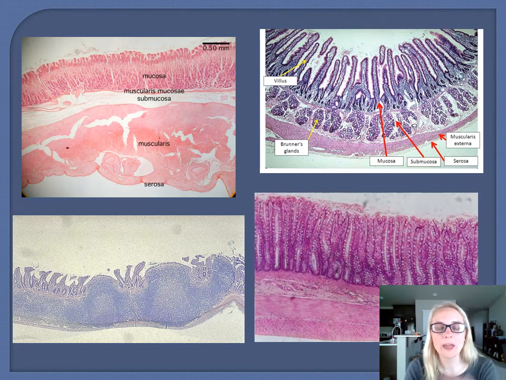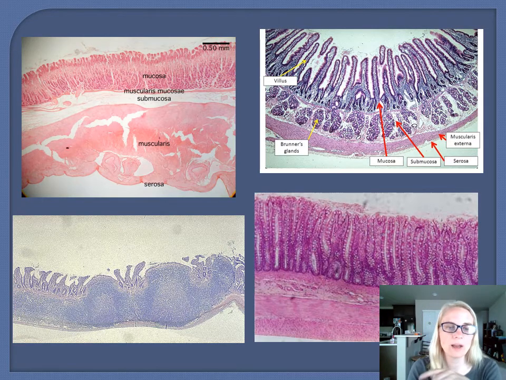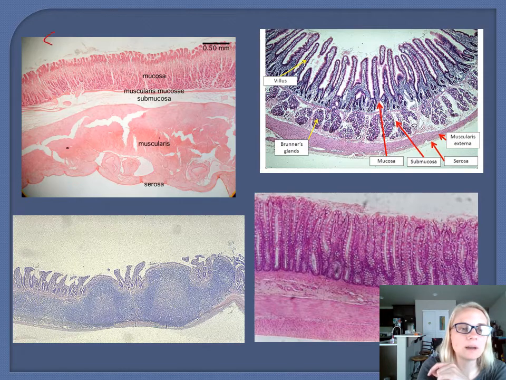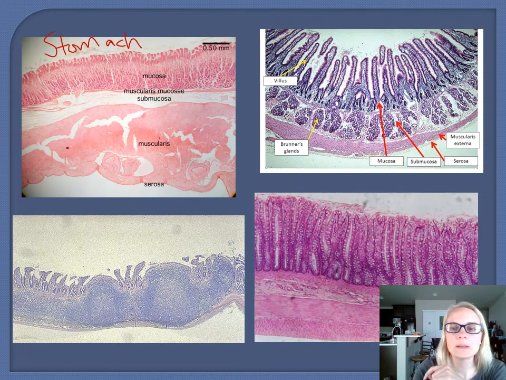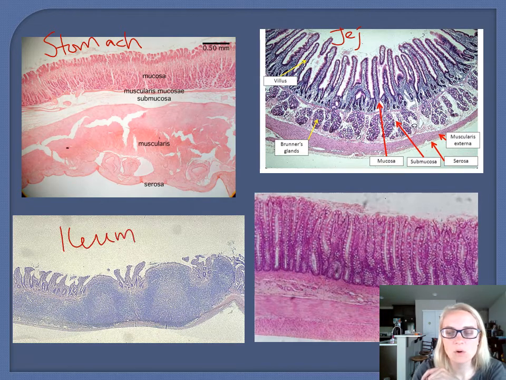So I have four parts of the alimentary canal here. Up in the upper left, this is the stomach. This is the jejunum. This is the ileum. And this is the colon.